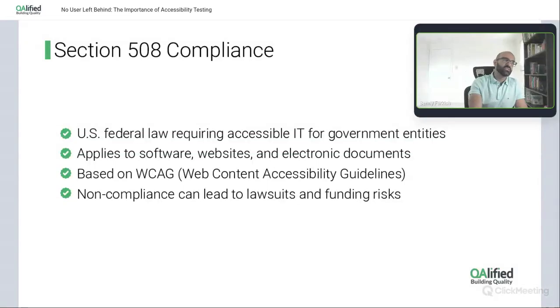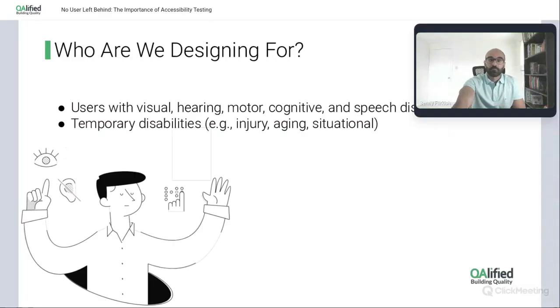So we do not want to discriminate against the people with disability because, first of all, we want to include all the people. And second of all, it's a law. Now, who we're designing it for? Now, of course, so far, if you guys noticed it, accessibility is about people with disability. But what exactly is we define disability?